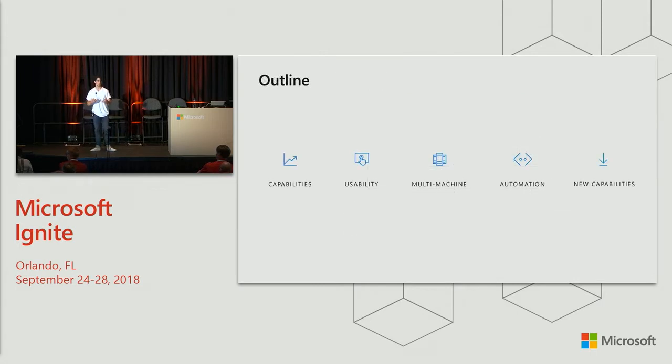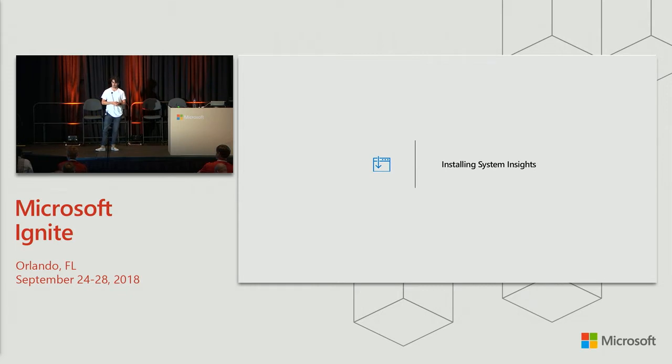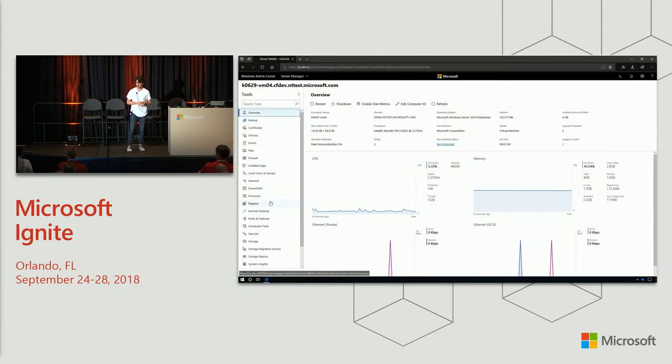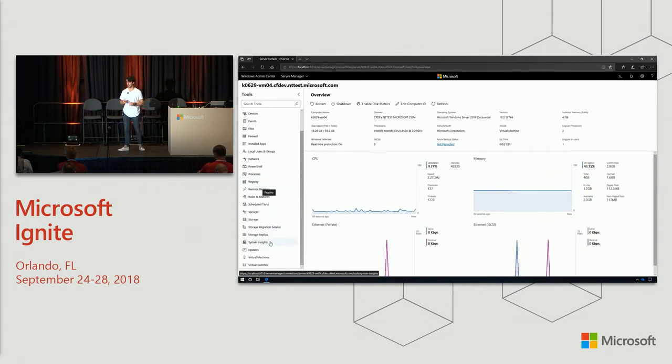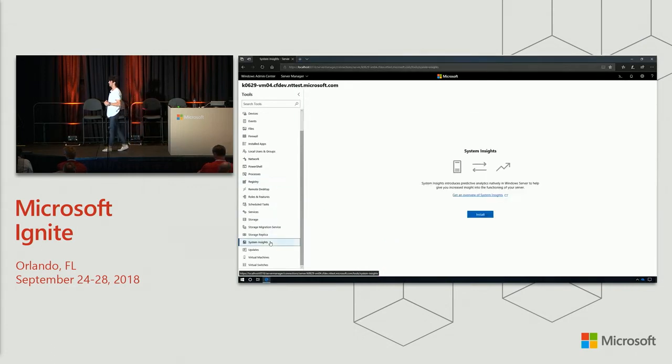So that covers the Windows Server 2019 capabilities and is a brief technical overview to give you some idea of the components involved. Next, I want to talk about usability, how you can go about using System Insights in most of the common day-to-day management scenarios. So first, how do you go about installing System Insights? Here, within Windows Admin Center, I can navigate to the System Insights extension, and in just one click, I can install.